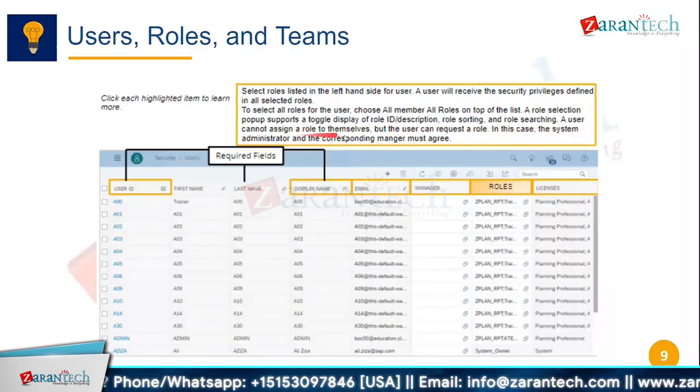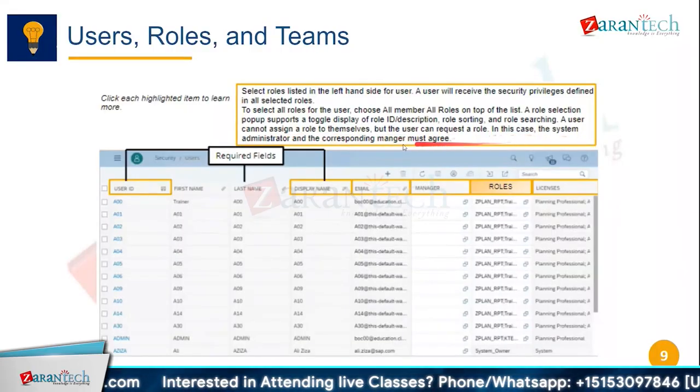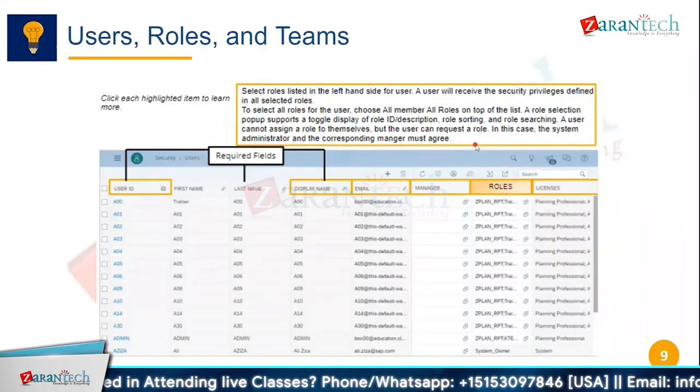A user cannot assign a role to themselves. This is important, so you cannot assign a role for yourself. If you are the admin and you create a role and try to assign it to yourself, it won't allow it. So it is always suggested to have two admins, so that they can assign roles to each other, and an admin can also assign roles to other users. A user cannot assign the role to himself, but the user can request a role. In this case, the system administrator or the corresponding manager must agree to provide the role. So that is the flow of assigning the roles.